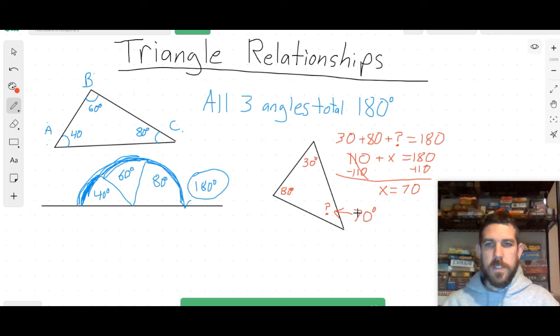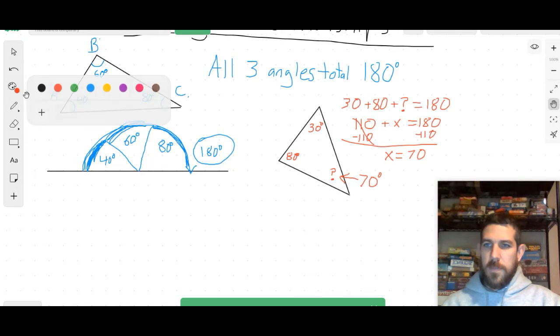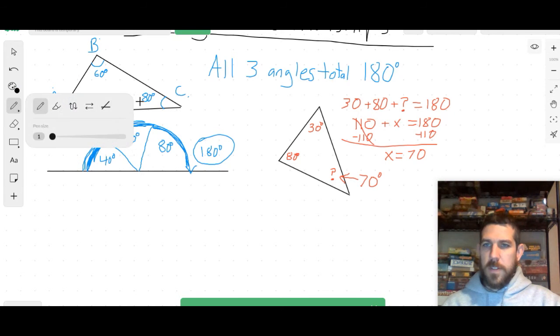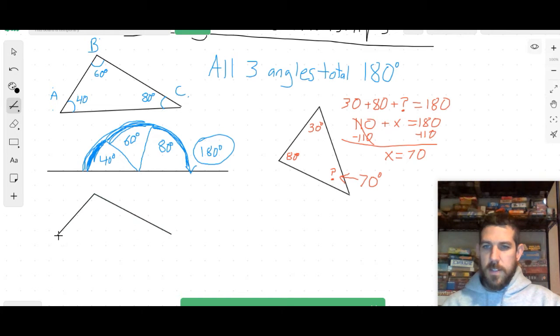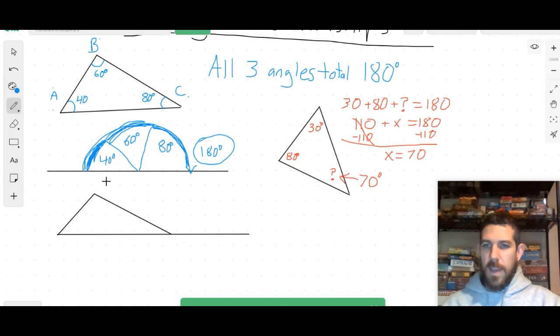All right, so there's our first concept, that all three angles must total 180. Our next concept that we're going to build on this is called an exterior angle. Let's try to rebuild that very first triangle and see if we can use it to show us one more relationship. This time I'm going to create the triangle, but I'm also going to extend that bottom line, and that's going to be called an exterior angle. Let's see how this works.